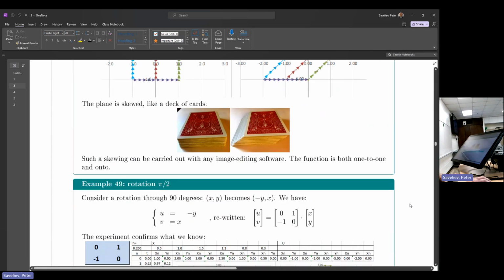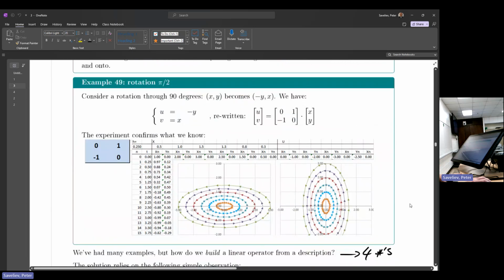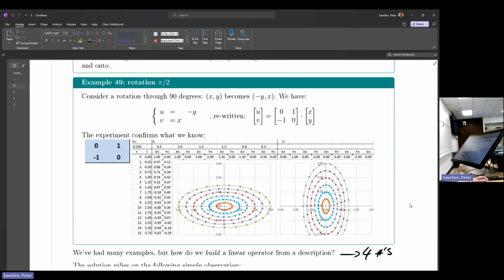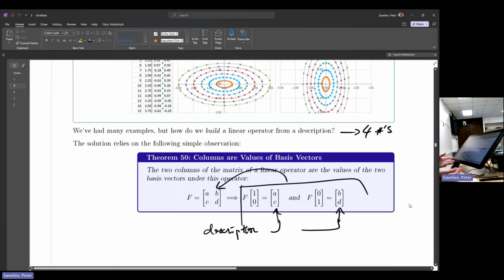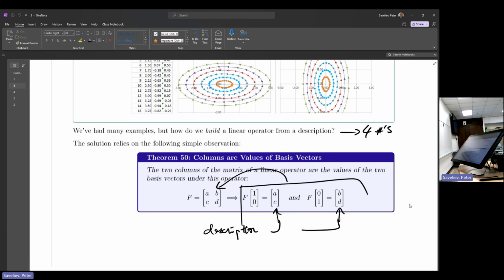Okay, so now with this variety of things that can happen, this is, by the way, the rotation by pi/2. Well, as you can see, I chose ellipses instead of circles, so that you can actually see the rotation. Okay, so what's the trick? There is a very simple trick to actually build a linear operator based on its verbal description.